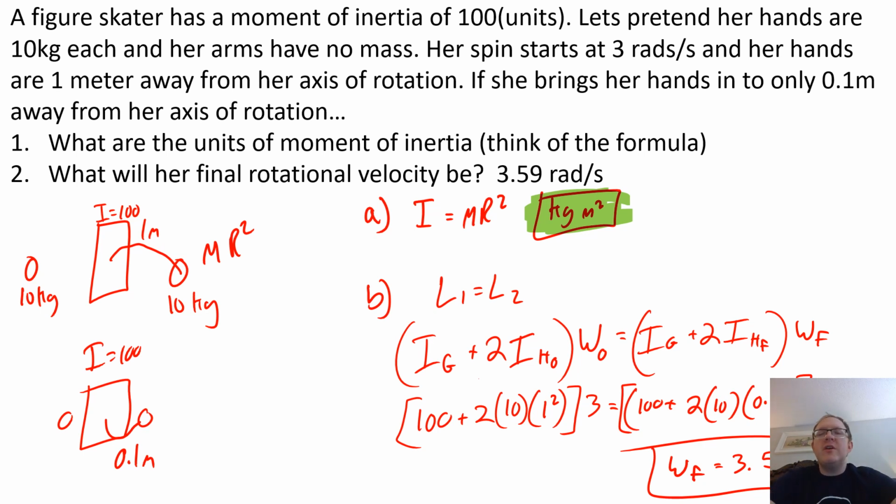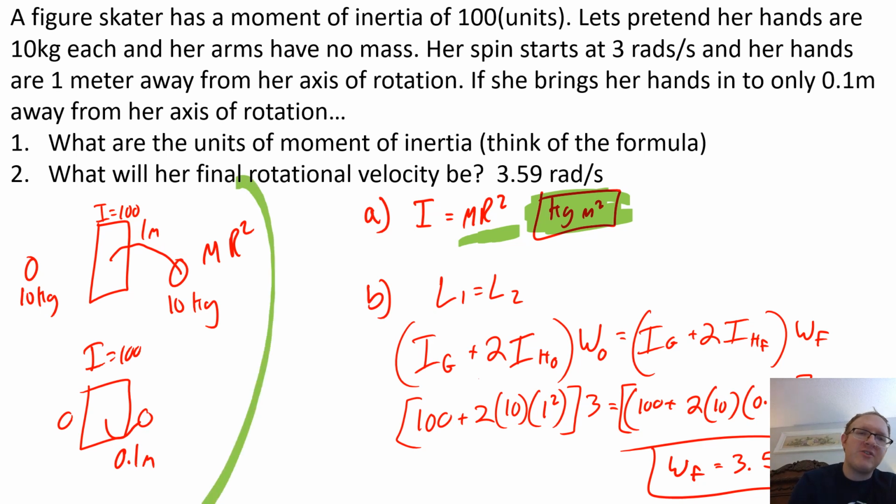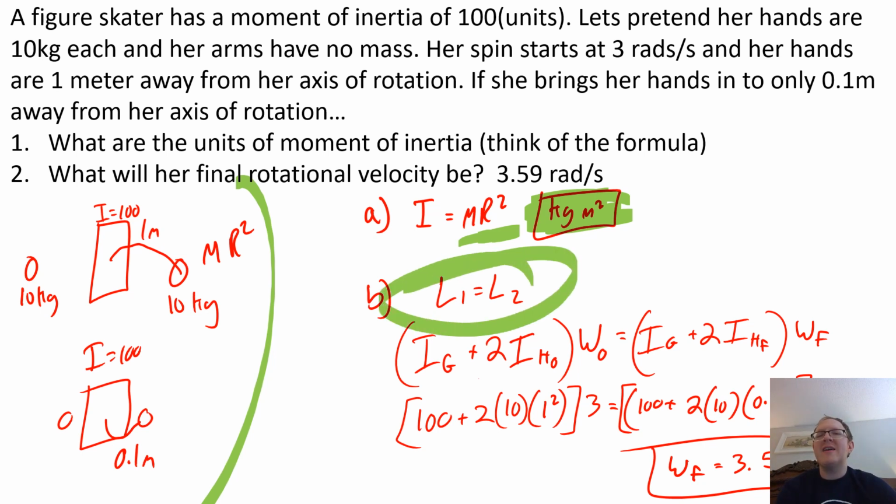So what are the units of moment of inertia? Well, they're kilogram meters squared. And then what will her final rotational velocity be? We're going to get 3.59 radians per second. So let's take a look at how this is actually calculated. I have a picture over here. It looks a little crazy, but this is our figure skater right here. Her circular hands start at a radius of 1 meter, and they're shrinking to a radius of 0.1 meters. All I'm doing is writing out a conservation of momentum using angular momentum.